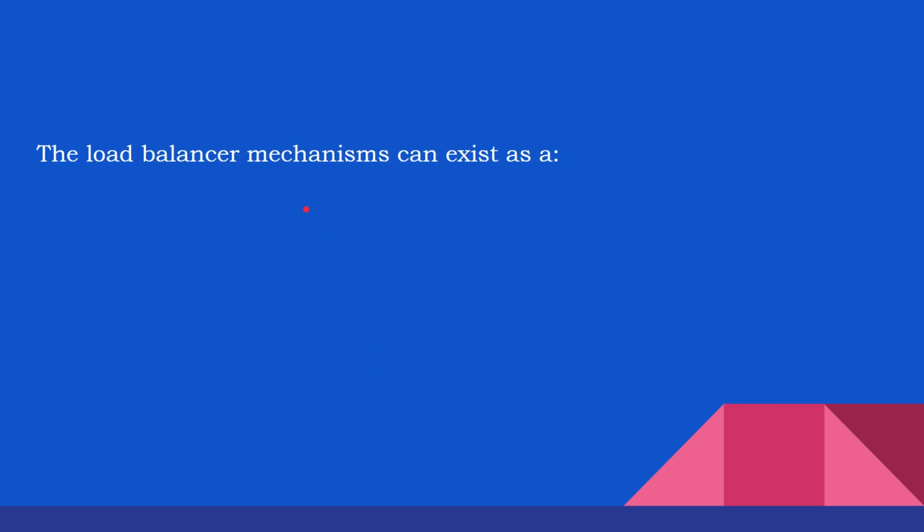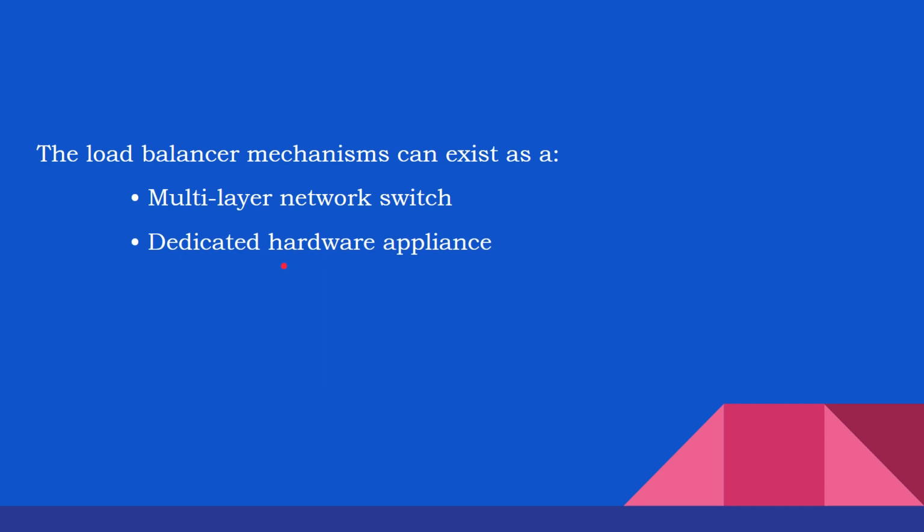And the load balancer mechanisms can exist in different forms: a multi-layer network switch, or dedicated hardware appliances, or a dedicated software based system, or a service agent. So these are the four different ways the load balancer can be implemented. So it may be a network switch, that means we have multiple layers where we can apply the load balancer, or sometimes it will be an individual hardware device, or sometimes a software based system, and sometimes we can get the load balancer as a service. Like how we get software as a service, platform as a service, the same we can also get the load balancer as a service.